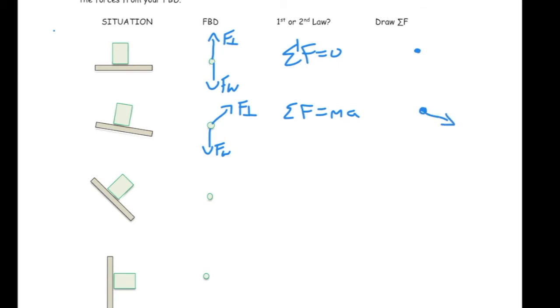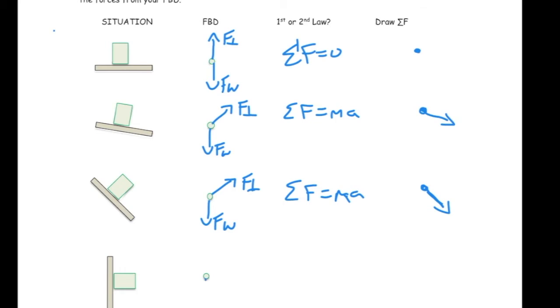In the third situation, we have a very steep incline. There's a weight down that's the same length as all the other ones. The normal force is a little bit shorter and it's perpendicular to the incline. This is a second law situation. The sum of the forces equals ma, and the sum of the forces is still downhill.